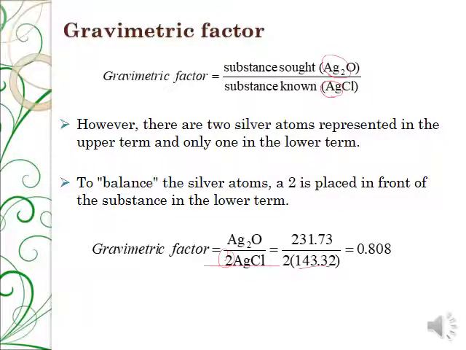So we get the gravimetric factor 0.808. Again, we ignore other constituents like chloride or oxygen. Focus on the one similar, which is the analyte of interest.